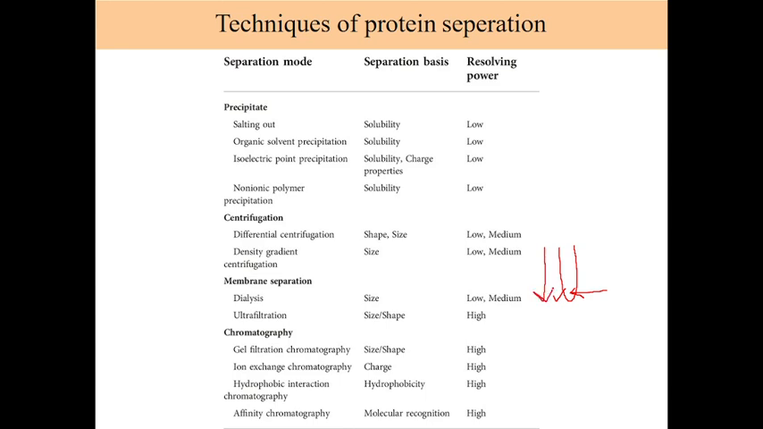gradient of components. And then your protein actually settles at the place that matches its molecular weight. So let's say it is very heavy, then it will come towards the bottom, but if it is very light, it will settle in the upper layers, and that you can collect. So that is density gradient centrifugation.